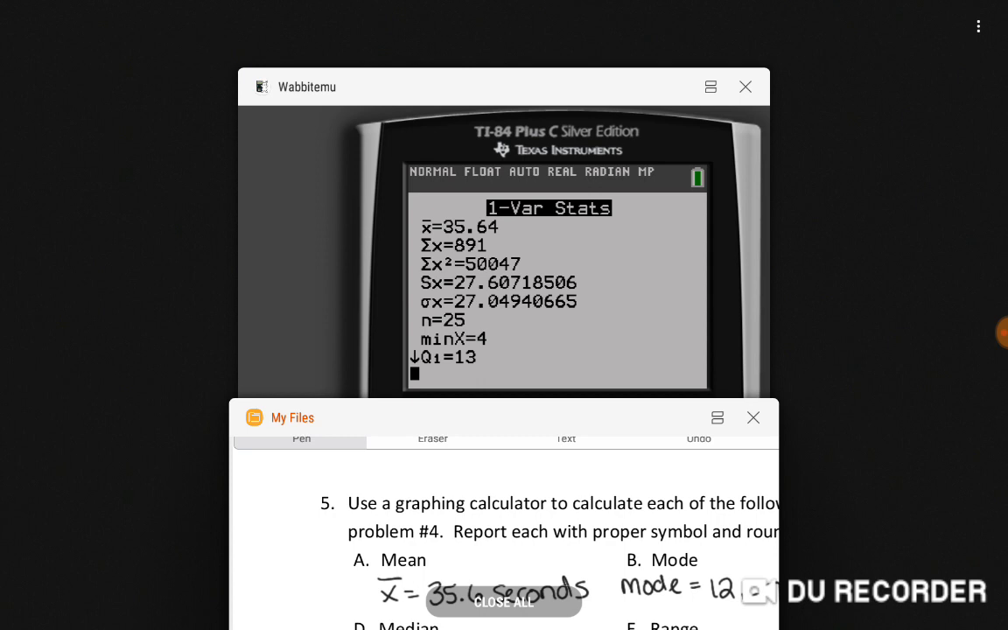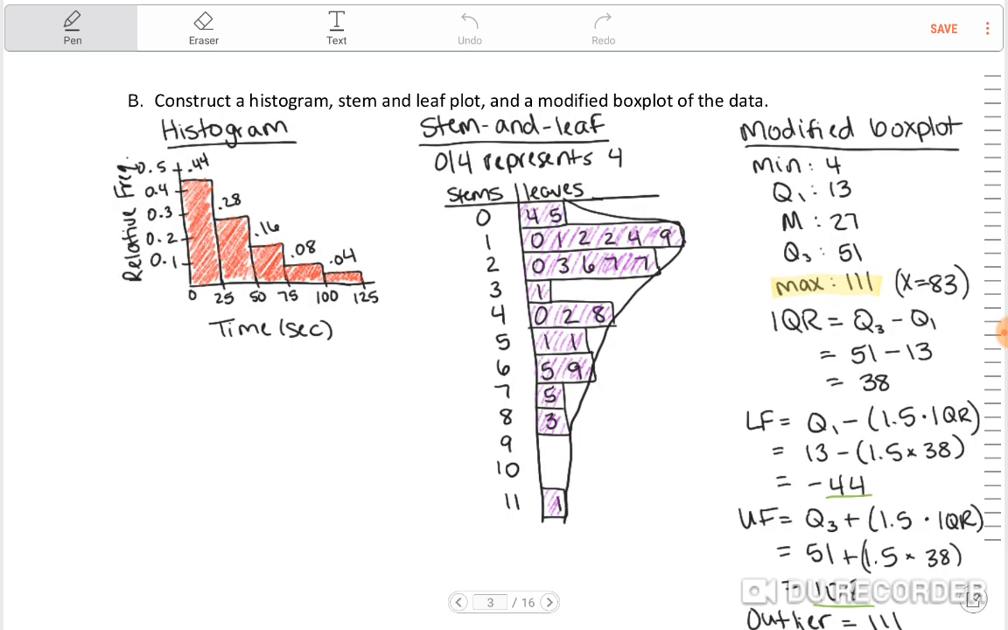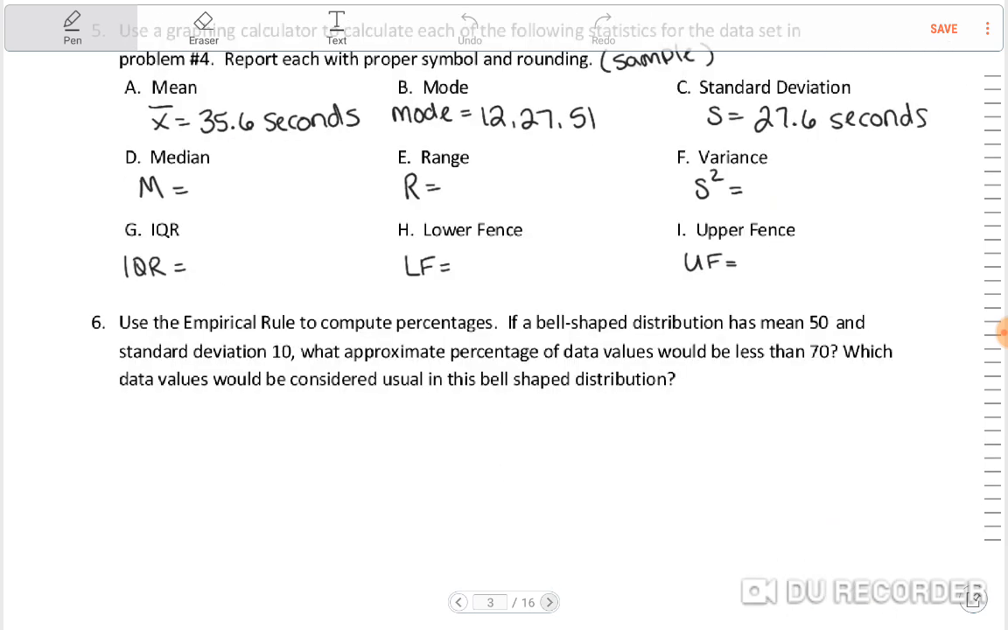The standard deviation, let's go back to the calculator screen here. We can see it right here. Standard deviation, remember, we're looking for S because this is a sample, not a population. So we're not even going to look at sigma. That's for population. Our sample standard deviation is going to be 27.6, and that's also going to be in seconds. Okay, the median. We found the median in the previous page, and the median we found was 27, so 27 seconds.